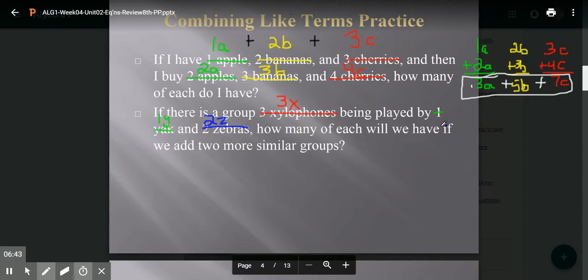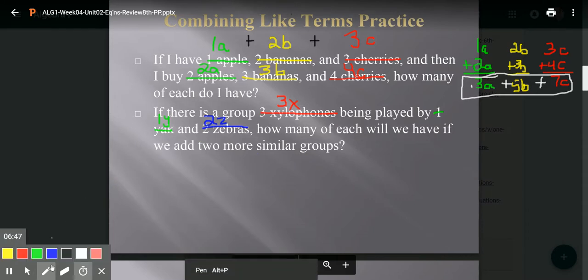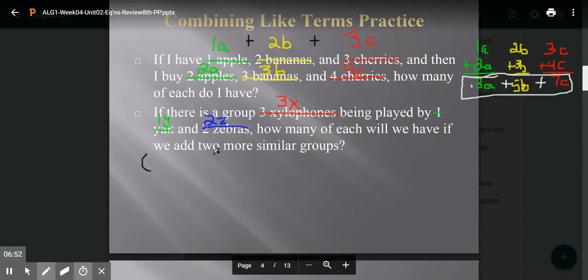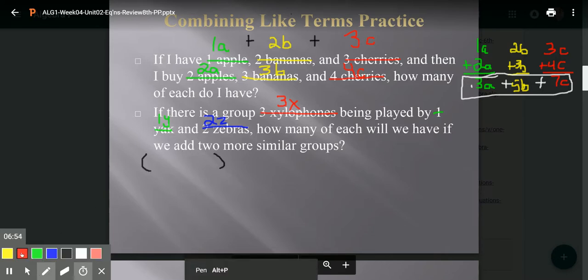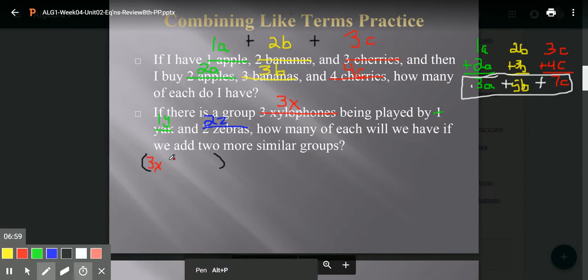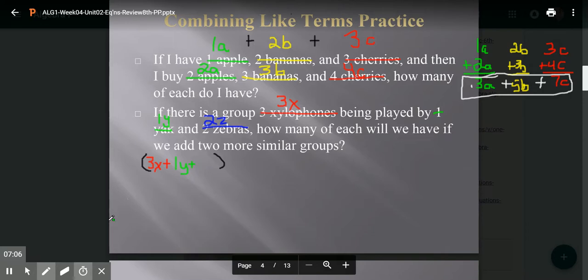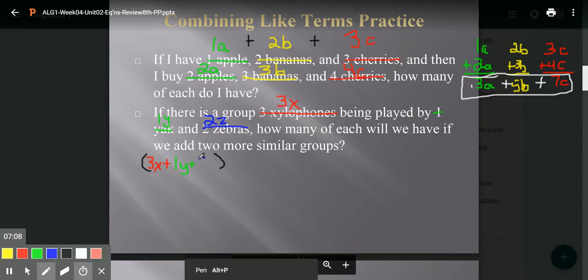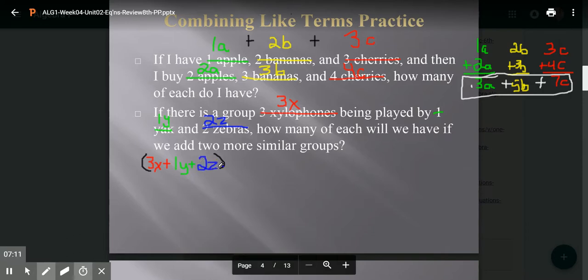Then it says, how many of each will we have if we add 2 more similar groups? Okay, so now we're talking about grouping. We can think about parentheses. This is going to be 3 xylophones plus 1 yak plus 2 zebras. 3x plus 1y plus 2 zebras.